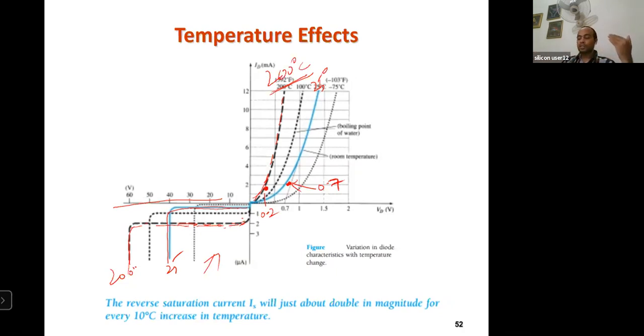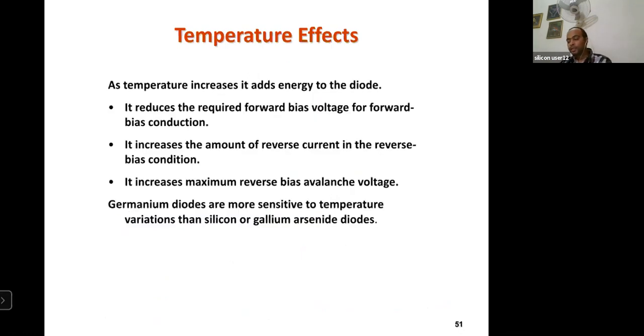Okay, so that thing you should understand, and those things are actually written here. As temperature increases, it adds energy to the diode. It reduces the required forward bias voltage for the forward bias condition.